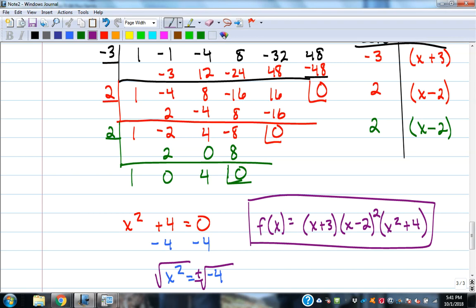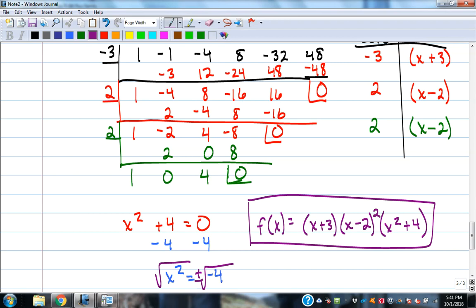If this were a quadratic like x squared minus 9, you could factor it as x plus 3 and x minus 3 and it would work out a little further. But because this doesn't factor, we leave it that way. Okay? Always look at that quadratic.